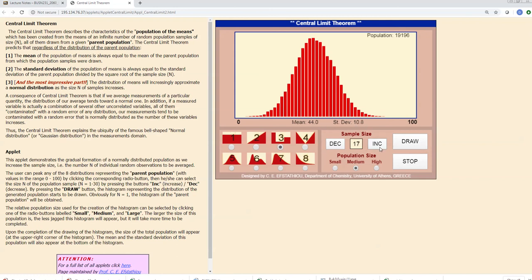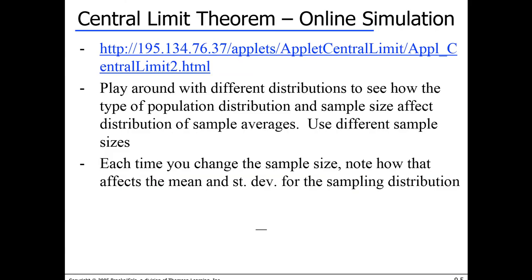So if I go up to 20, sigma went down from 10.8 to 7.7, the mean stayed the same, and the shape is very much normal. So let's switch back to our lecture. Okay, what is the point? We just played around with different distributions and different sample sizes.